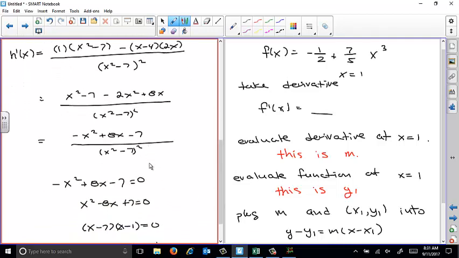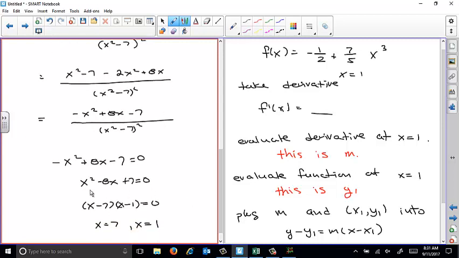Set the numerator equal to 0. Multiply everything by -1 so that you get in the form you're familiar with. Factor it, and you get that answer. Anybody have any questions about that one?